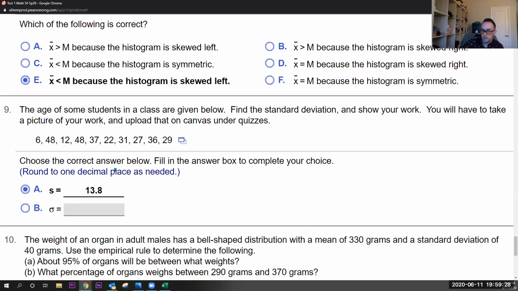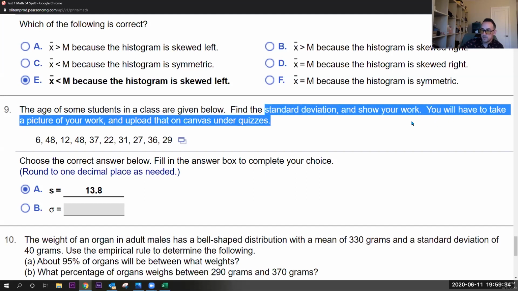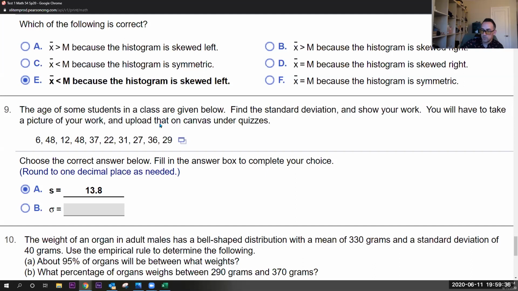Number 9 asks you to find the standard deviation. Oh, this one says upload your work on Canvas. I see, so it's asking to find the standard deviation by hand. Do you guys remember how to find the standard deviation of some numbers or no?